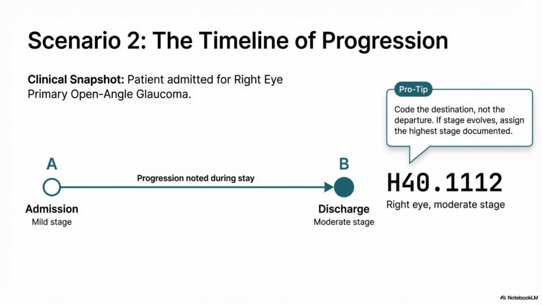Here's the rule: we code the destination, not the departure. In other words, we code the highest stage documented during the encounter. So even though the patient arrived with mild glaucoma, we assign the code for moderate stage, H40.1112. This captures the most clinically significant status of the condition.